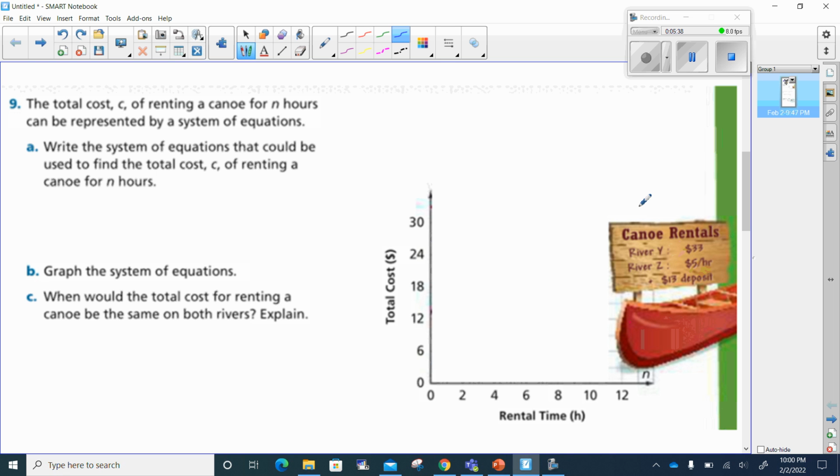All right. So let's see. If I wanted to write these, when we write for River Y, since it's $33, you can simply say, let's see, this is for hours, right? River Y is just $33 plain. So the total cost of renting a canoe for n hours, we can say that the cost basically equals 33.